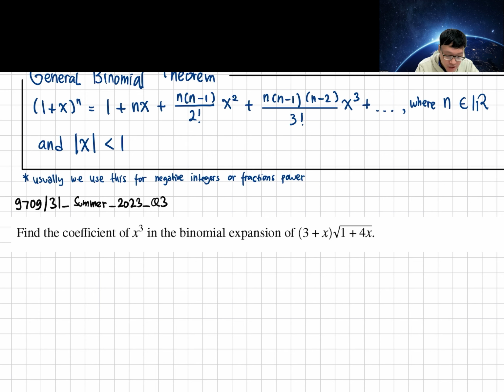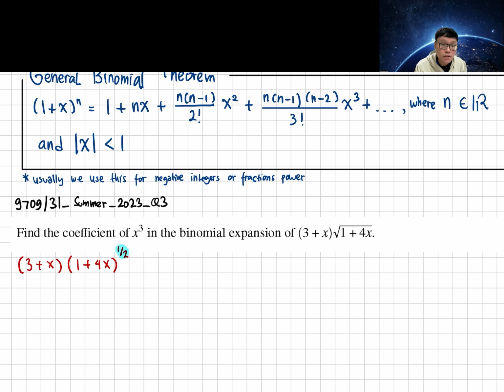Find the coefficient of x cubed in the binomial expansion of (3 + x) times the square root of (1 + 4x). We can rewrite the square root of 1 plus 4x as (1 + 4x) exponent 1 over 2. Now, as you can see here, my power is a fraction. So how do we expand this? You can use the general binomial theorem formula. As you can see, the value of n is the power, which is half.